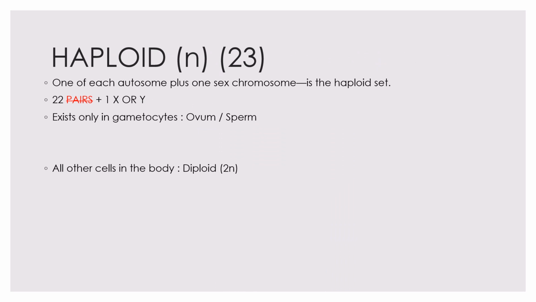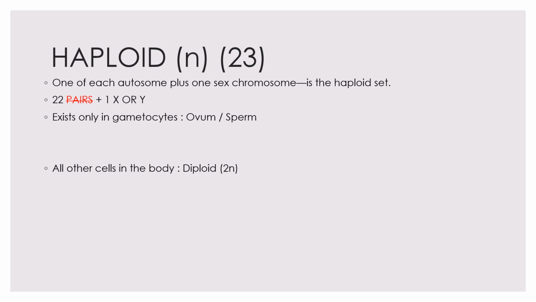Okay. So now what is haploid? Haploid is nothing but it's not in pairs. Okay. It's just 23 chromosomes in a haploid cell. What are the haploid cells the human body can produce? It's nothing but the gametes. Okay, the ovum and the sperm. The ovum is also haploid. It has 23 chromosomes. And the sperm is also haploid, 23 chromosomes.